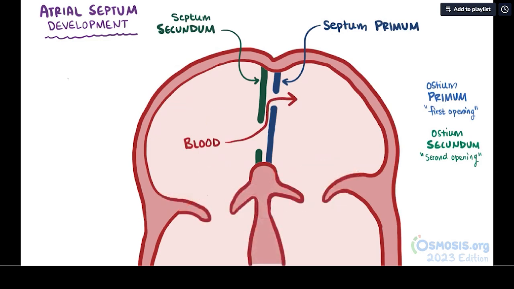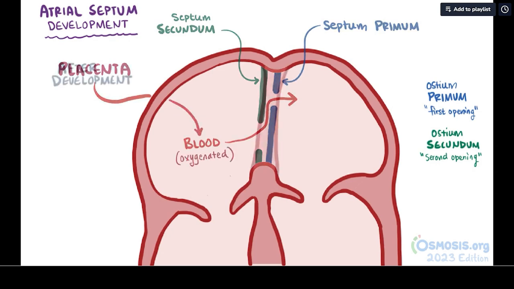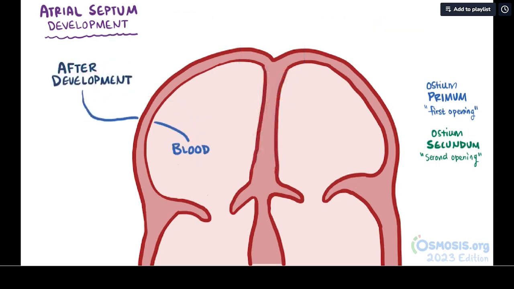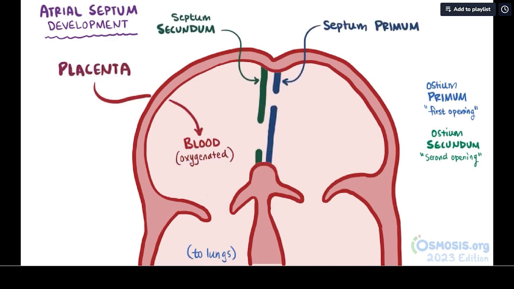The developing fetus gets oxygenated blood from the placenta, which goes from the umbilical vein over to the right atrium, which is different because after development, only deoxygenated blood goes to the right atrium, which is then sent to the lungs to pick up some oxygen. In the developing fetus, though, it's already oxygenated, so instead of going to the right ventricle and to the lungs and back to the left atrium, it just bypasses the right ventricle and lungs through the foramen ovale and into the left atrium. The oxygenated blood then goes to the left ventricle to be pumped to the body.